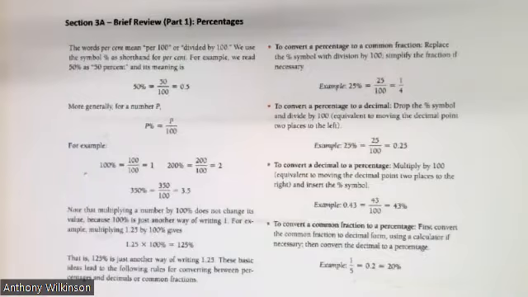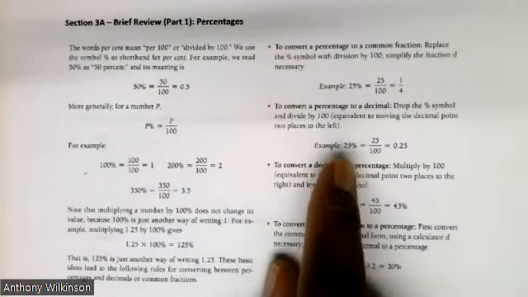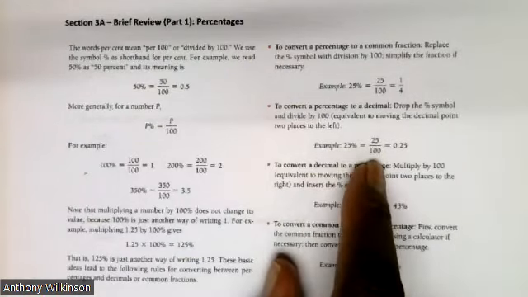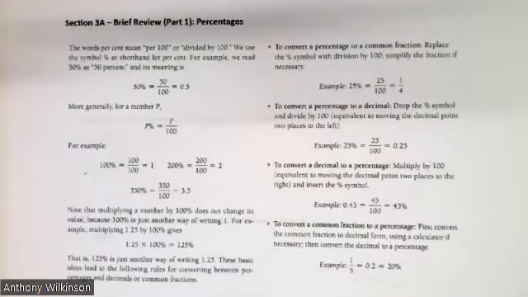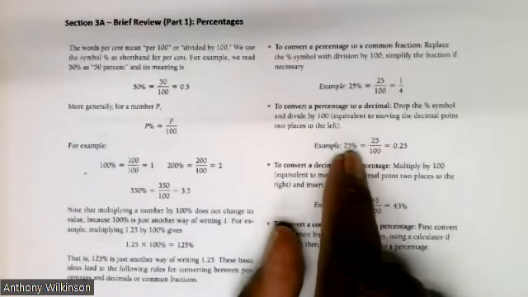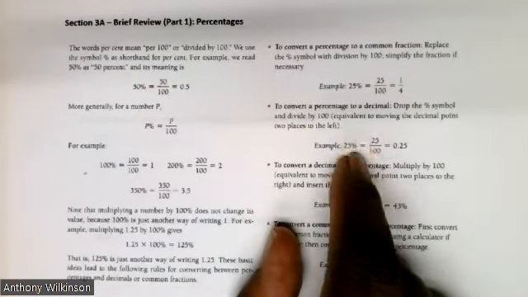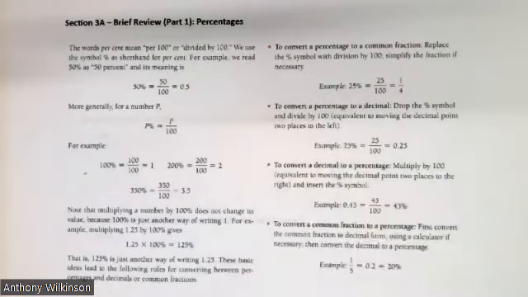And then to convert a percentage to a decimal, we drop the percent sign and divide by 100, which is equivalent to moving the decimal point 2 places to the left. So again, 25%, that would be 25 divided by 100. If you do that in the calculator, you'll get 0.25 as a decimal. Or drop the percent sign. The decimal point is understood to be behind the last digit in the whole number. You'll move that decimal point 2 places to the left to get 0.25.